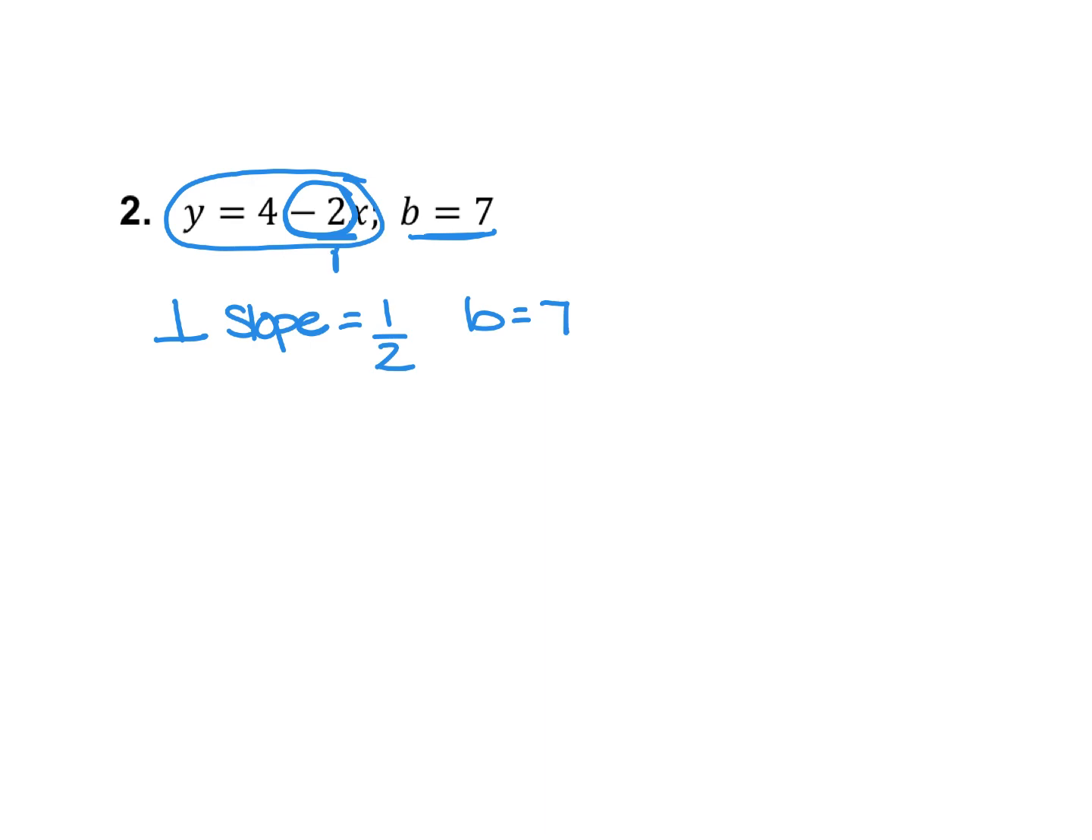So now all we need to do is write our equation. Y is equal to, our slope is 1/2 x, and then our y-intercept is 7.